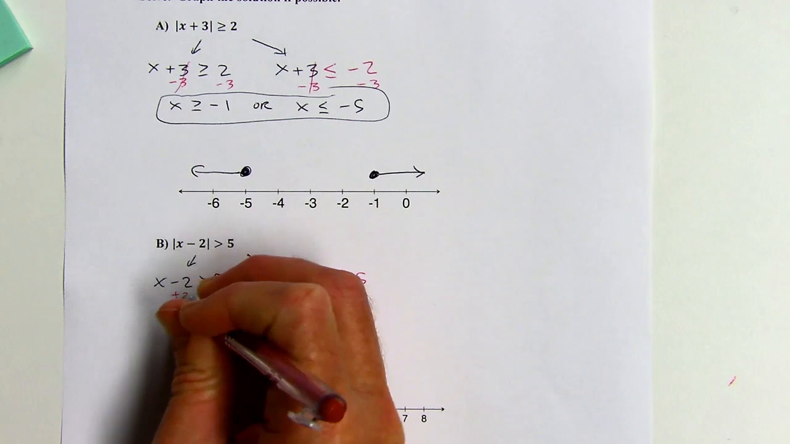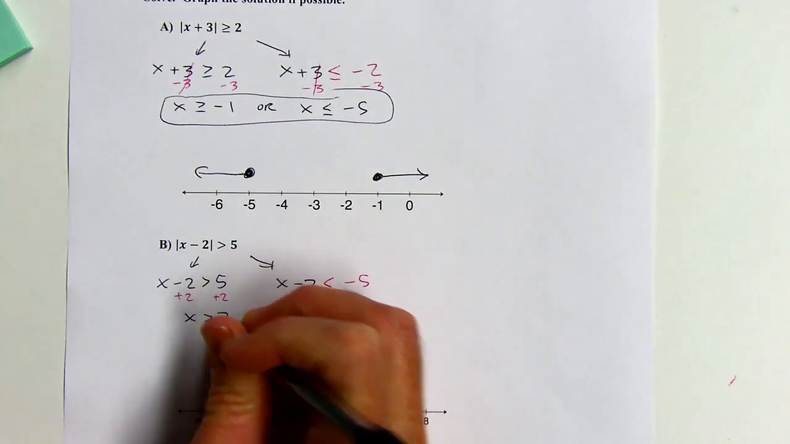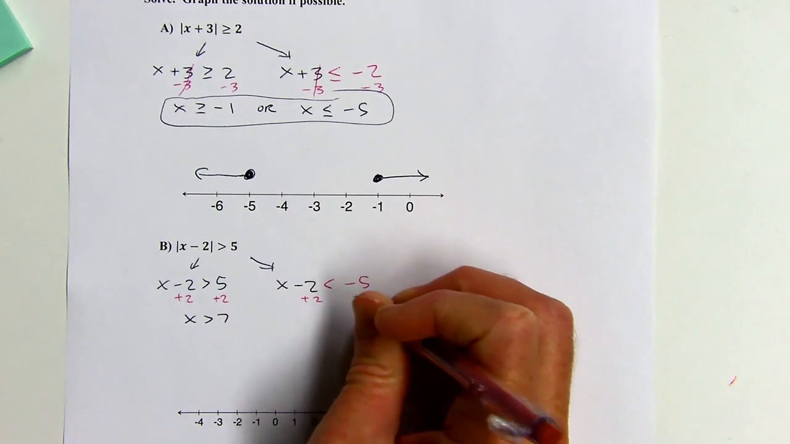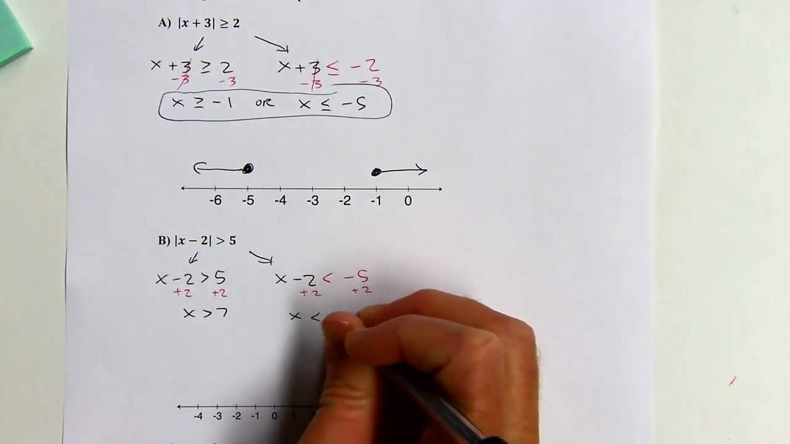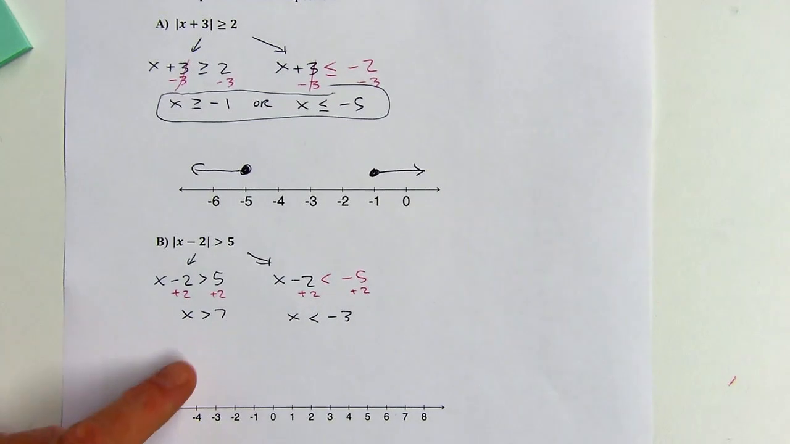Here I'll add 2 to both sides. So x is greater than 7. And over here I'm also adding 2 to both sides. But now I have x is less than -3. -5 plus 2 is -3. Okay, so let's put these on the same number line.